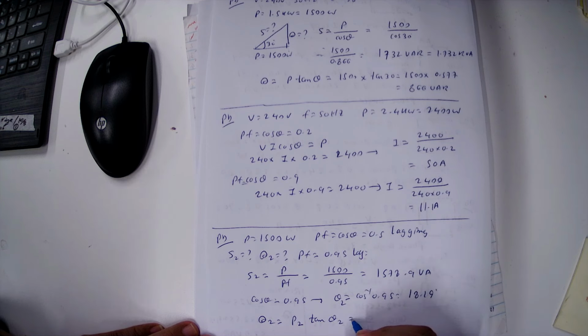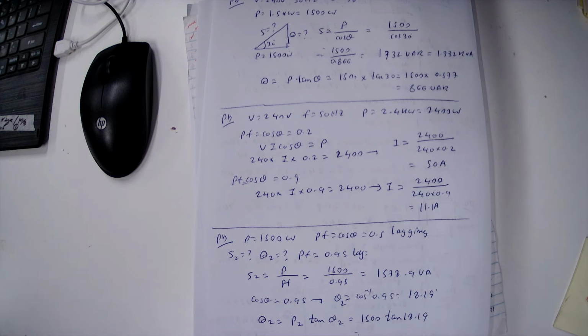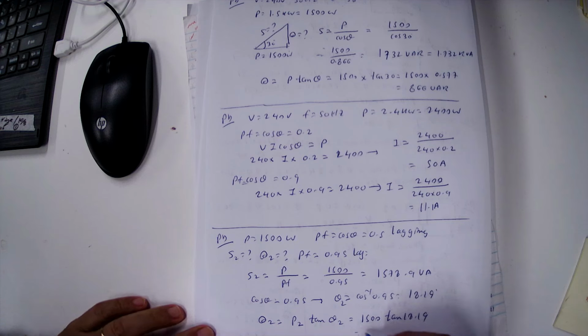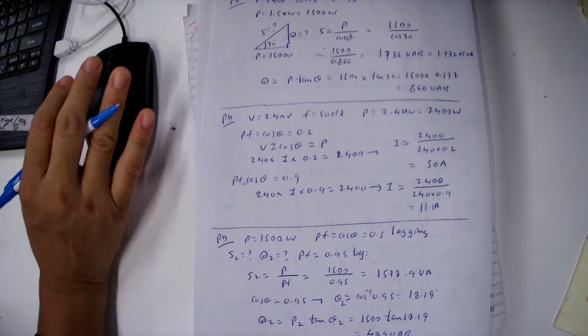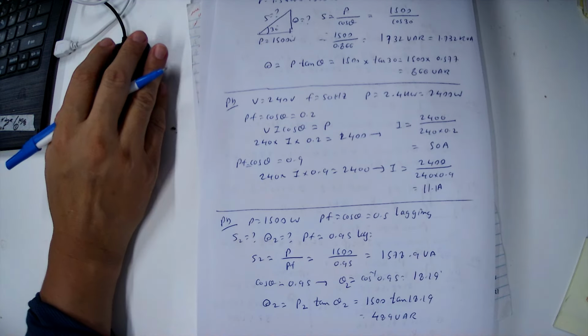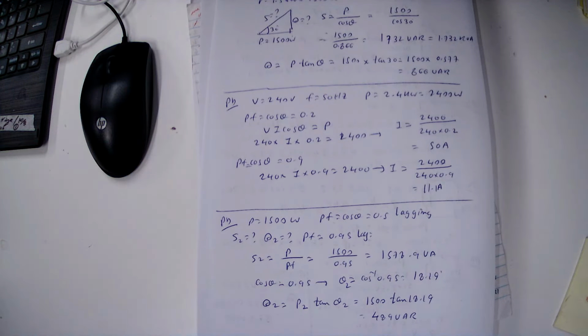So P2 is 1500 into tangent 18.19. So I get 0.3 and multiply by 1500. So you get about 489 VAR. So this is the way we can calculate the new power. The next problem.